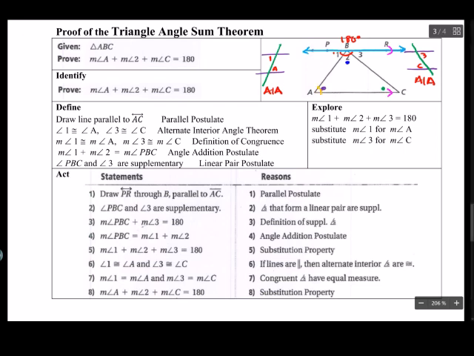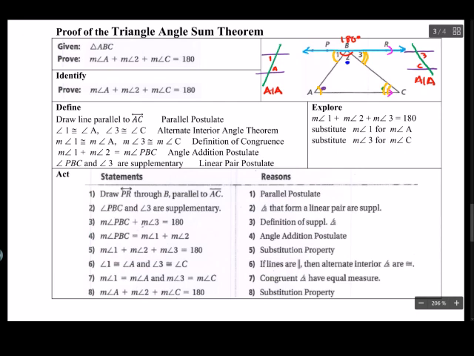Angle A is congruent to angle 1, and angle C is going to be congruent to angle 3. And if those angles are congruent, that means I can replace them with each other. So let's look at how we're going to do this.